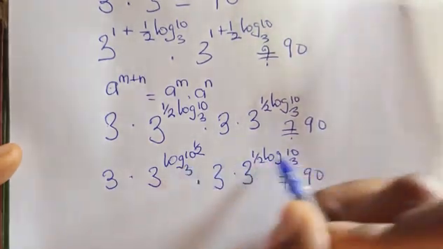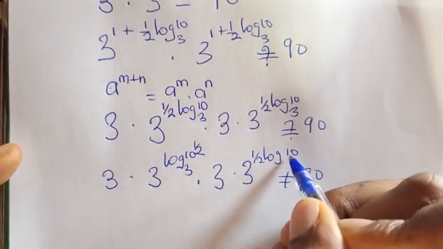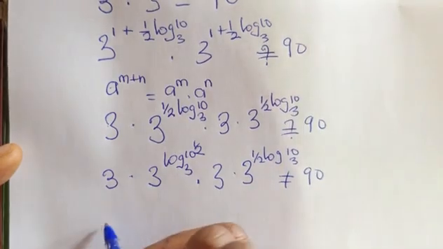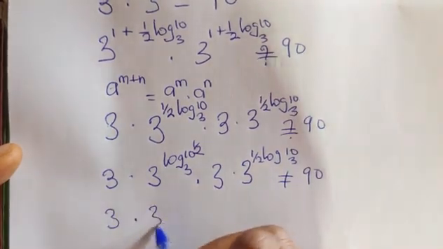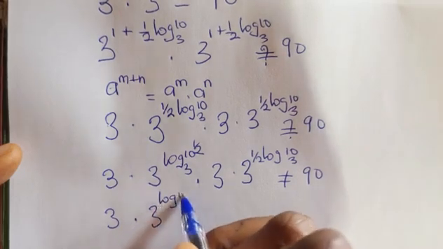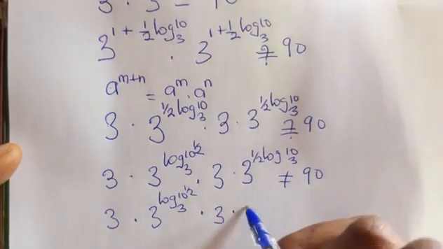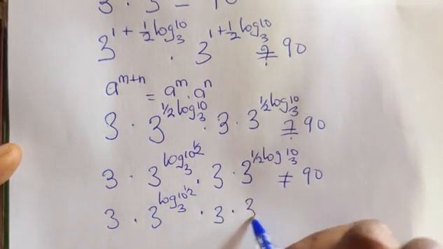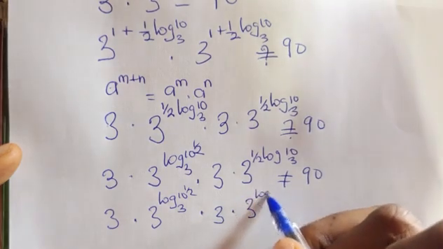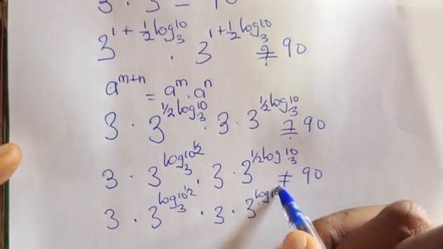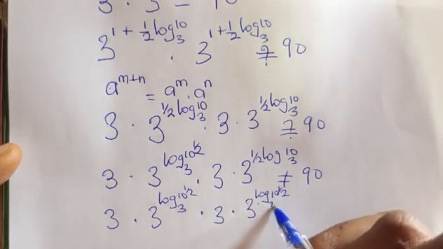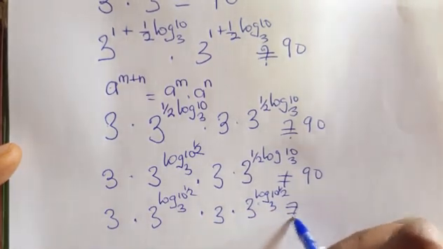We repeat the same thing we did here. We raise this 10 to the power of 1 over 2. So 3 raised to power log of 10 raised to power 1 over 2 to base 3. Is it equal to 90?